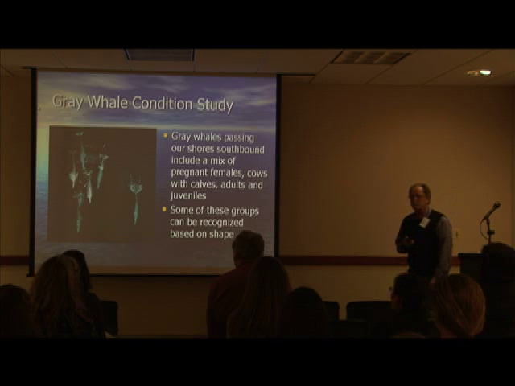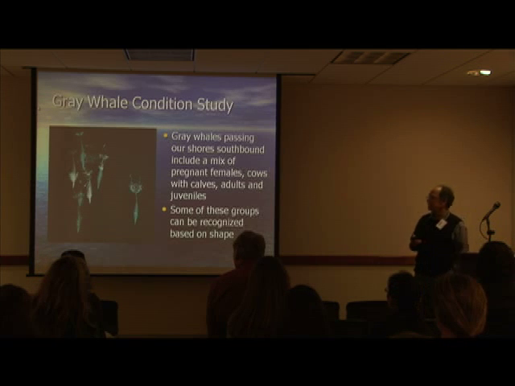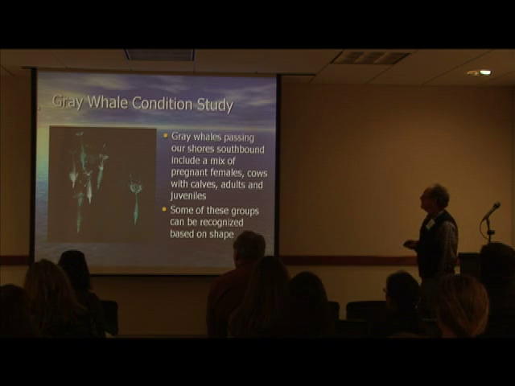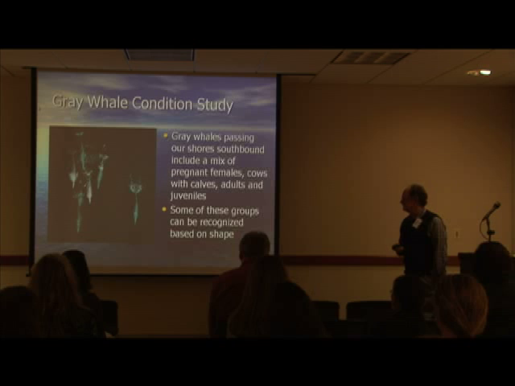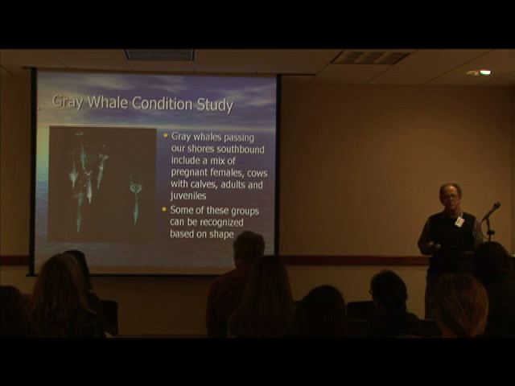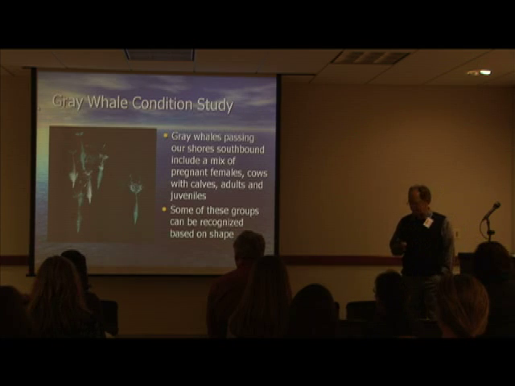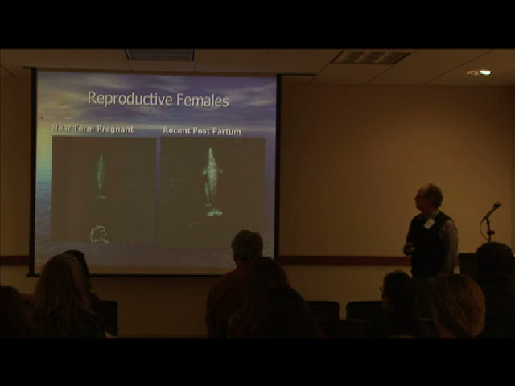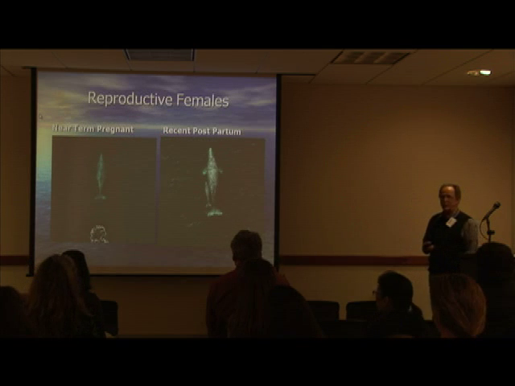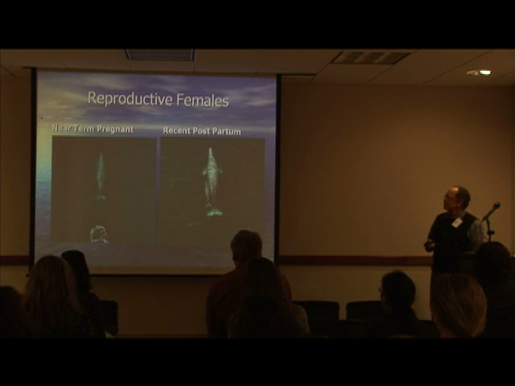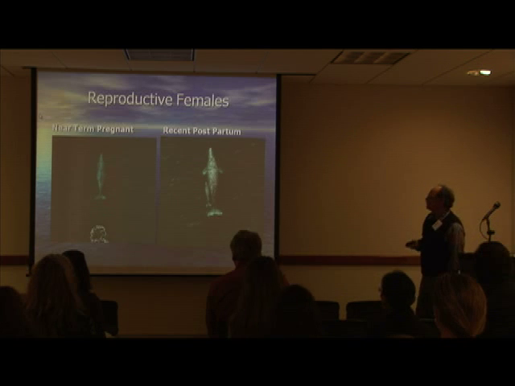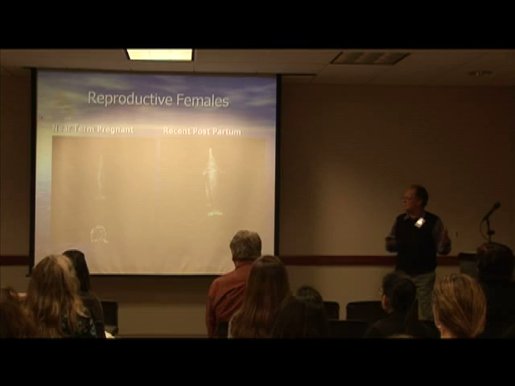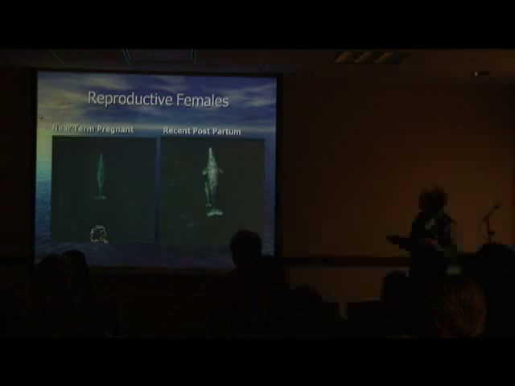Okay, now to something that we're doing right now. The team is out photographing gray whales right now off the coast. They're just about done passing southbound. There's a mix of pregnant females, cows with calves, and adults and juveniles. And some of these groups of animals can easily be categorized based on their shape. For instance, the animal on the panel on your left is a pregnant female. And it's a little bright in here, you can't see it too well, but she looks like a swimming shoebox. I mean, she is just so wide.